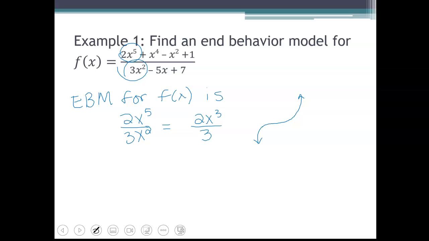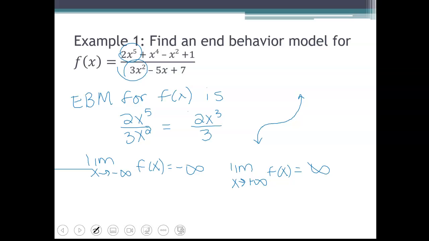So what that means is that the limit as x approaches negative infinity for f of x, and the limit as x approaches positive infinity for f of x will be the same. Remember, f of x behaves as 2x cubed over 3. So however this function behaves as it's really, really big is how this function will also behave as it's really, really big. So that's an odd function. Negative infinity is negative infinity. Positive infinity is positive infinity.